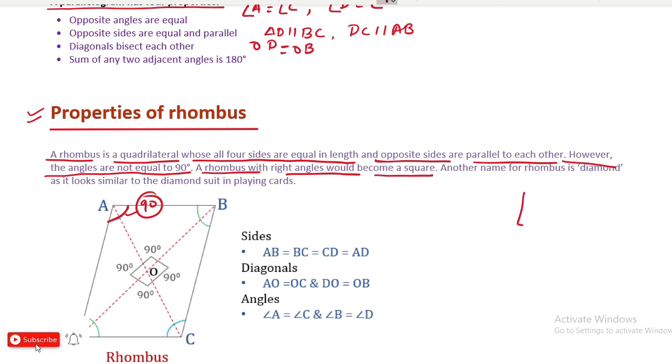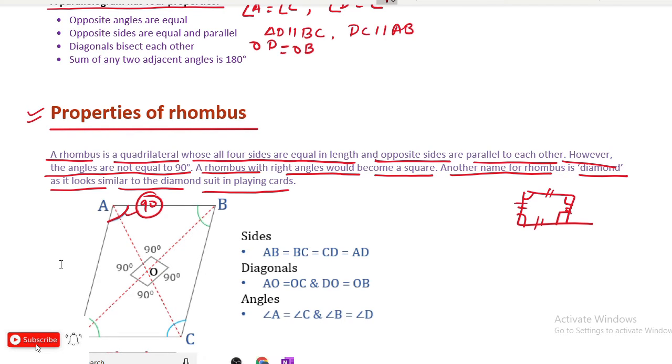Why? Because in the square all four angles are equal to 90 and sides are equal to each other. Okay. Now the next, another name of rhombus is a diamond, as it looks similar to the diamond suit in a playing card. Okay. Here now we discuss the properties of the rhombus.